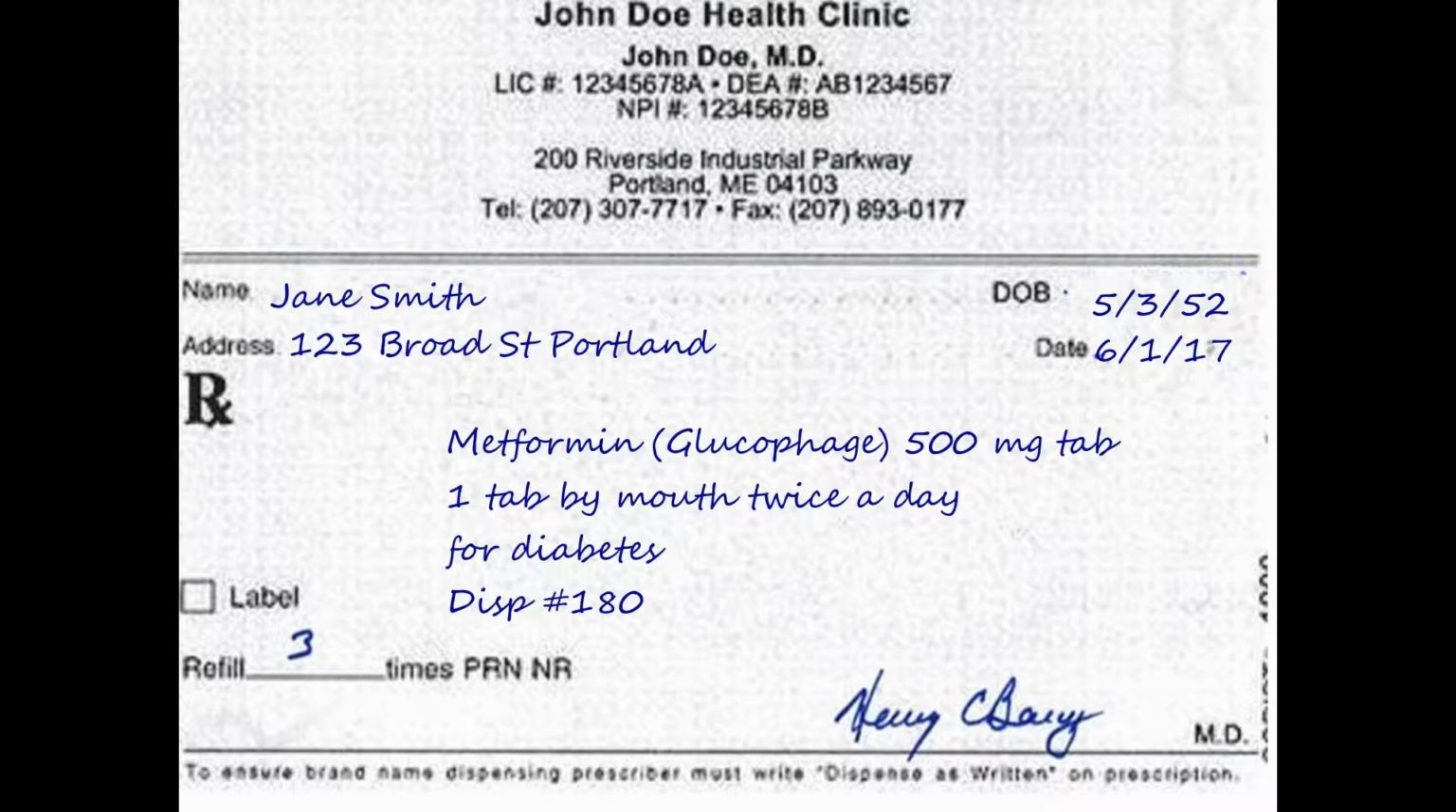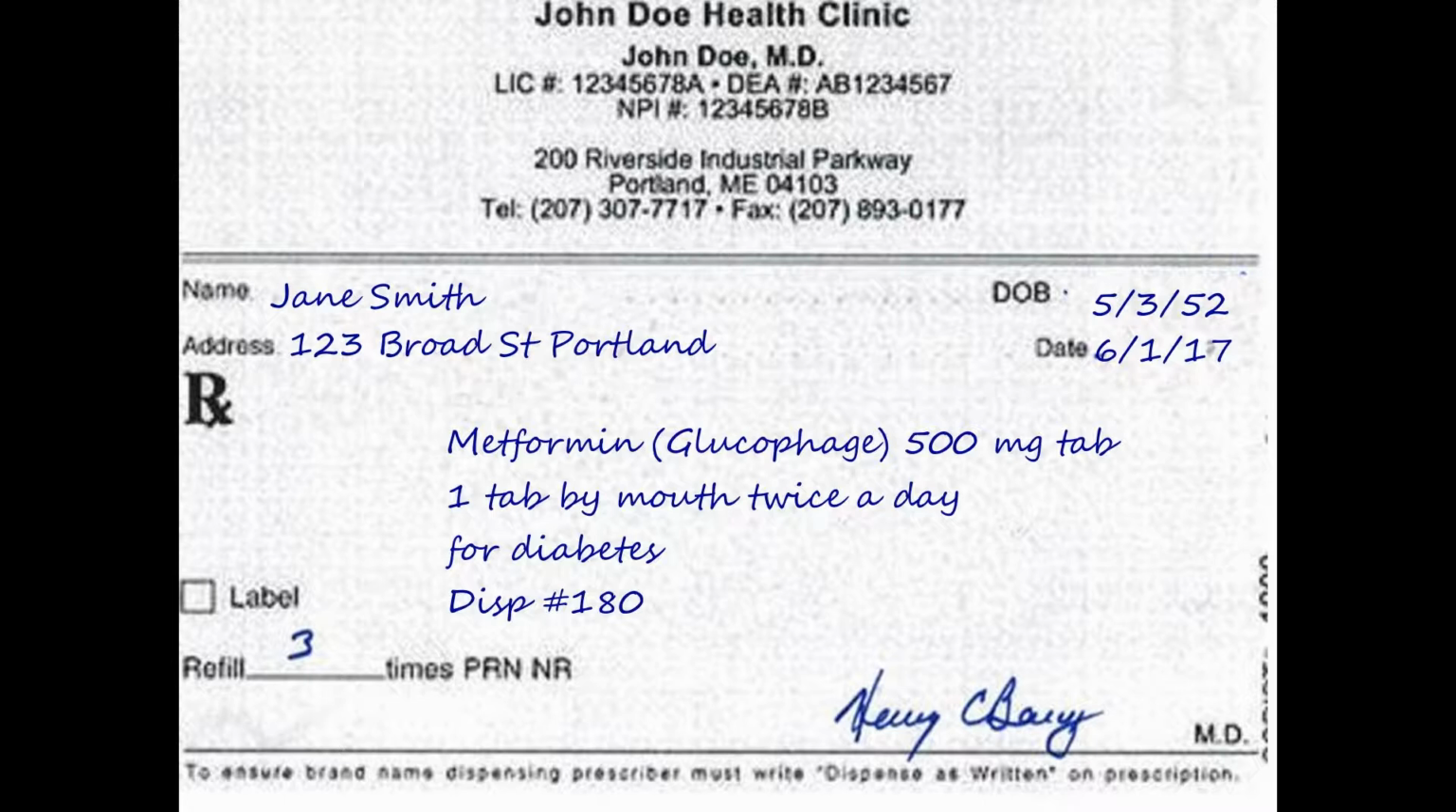In the middle of the prescription, next we see patient identifiers. There should always be at least 2 patient identifiers on the prescription. Usually there's a box for name and address. There should always be the patient's date of birth and today's date, the date the prescription was written. Below that, we'll see on the prescription important instructions and the name of the medication.